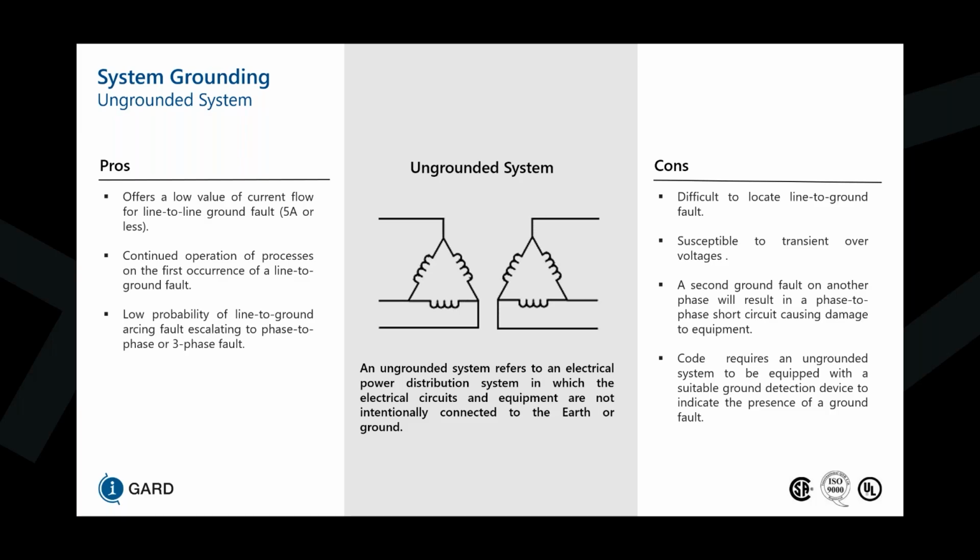These transient overvoltages can cause punctures in insulation and also impact the life cycle of your electrical equipment. A second ground fault on another phase will result in a phase-to-phase short circuit causing damage to equipment, and code requires an ungrounded system to be equipped with a ground detection device. This is usually a 3-light system that is connected between each of the phases to ground. If one of the lights goes out, you know that that is the phase that is impacted with ground fault.